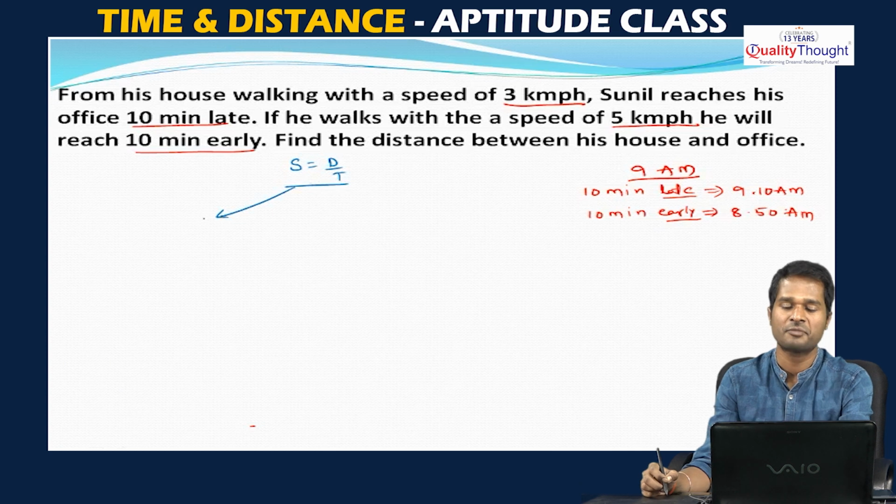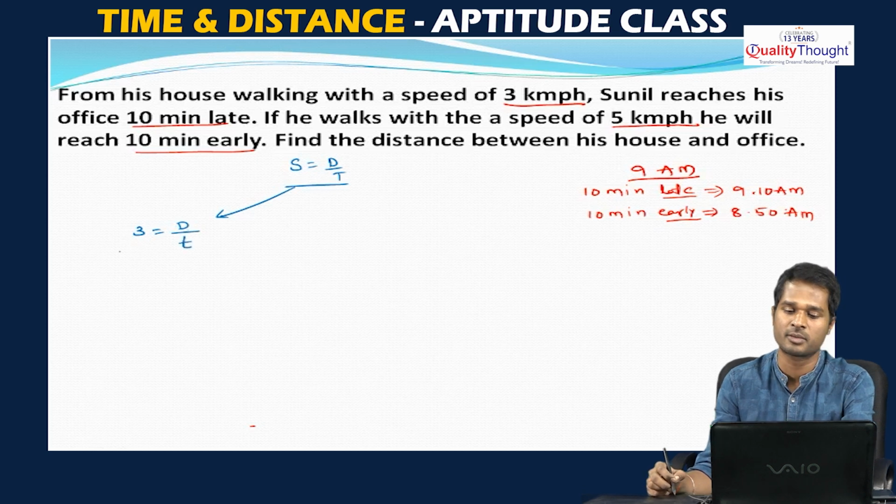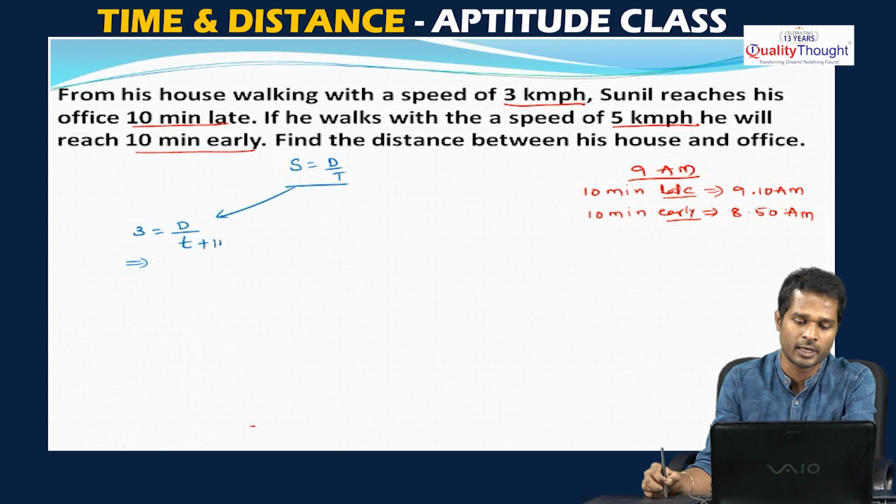In the first instance, he traveled with a speed of 3 kilometers per hour. We don't know the distance d. Let's take the original time required as t minutes. Because of the 3 kilometers per hour speed, he reached the office 10 minutes late. So distance d is equal to 3 into t plus 10.